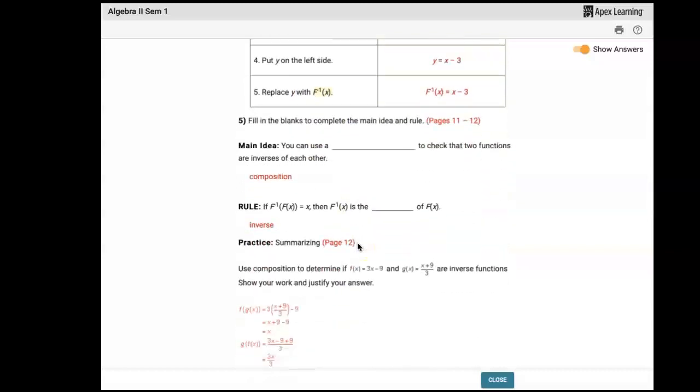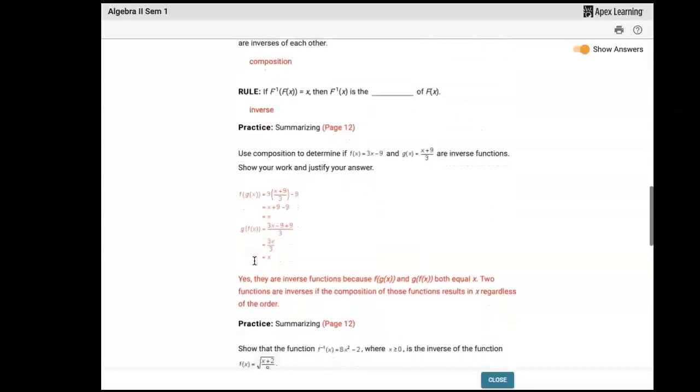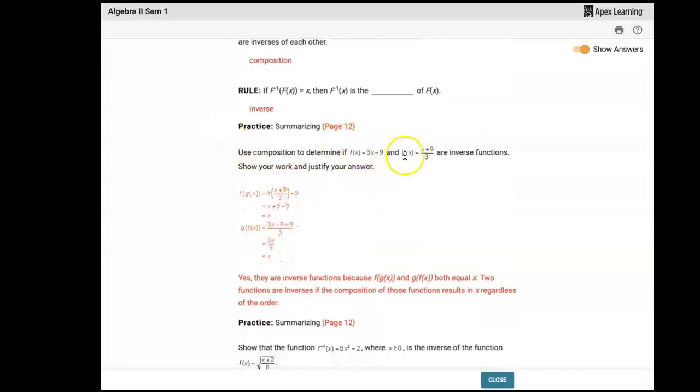All right. So then moving forward here, you can use a composition to check that 2 functions are inverses of each other, right? So if f of negative 1 of f of x equals x, then f of negative 1 is the inverse of f of x. So again, what that means is instead of putting in x where you see the inverse function, you would plug in f of x, right? So you'd plug in that original function instead of just x by itself, and then you would solve. And if you end up getting x, that means they are inverses. All right, so using composition to determine if they are inverse functions.